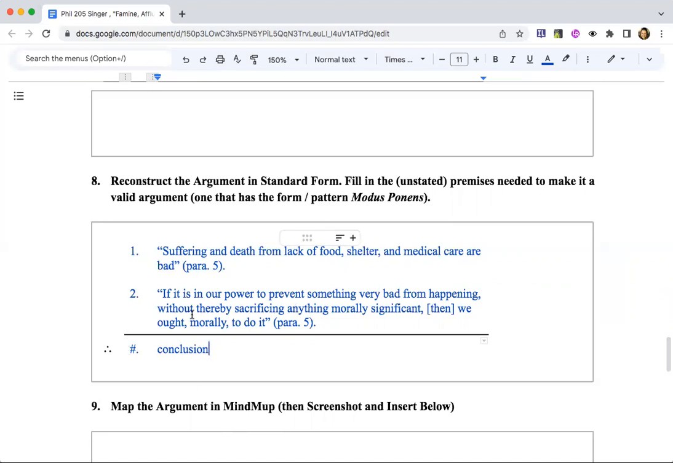If somebody just says this, look, suffering and death is clearly a very bad thing, and it's in our power to prevent, and if it's in our power to prevent bad things from happening, then we ought to do it. Presumably, the claim is we ought to do it. What ought we to do? We ought to act to prevent. And from here on out, I'm going to let S and D mean suffering and death from the lack of the most basic resources.